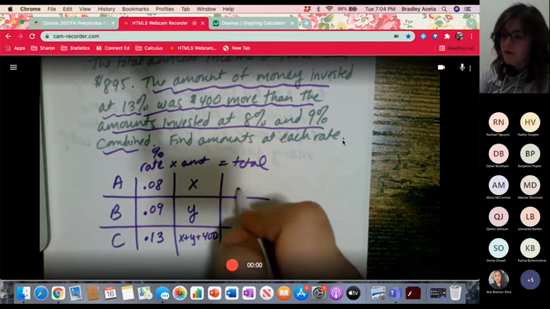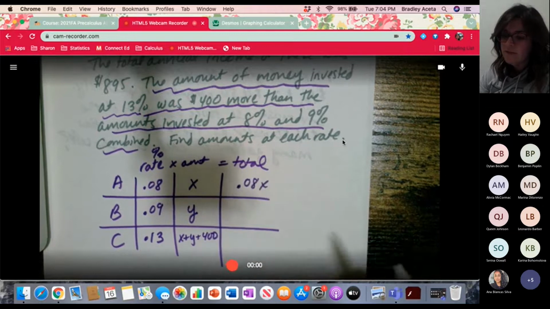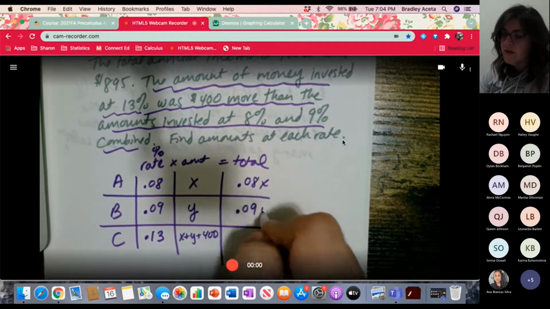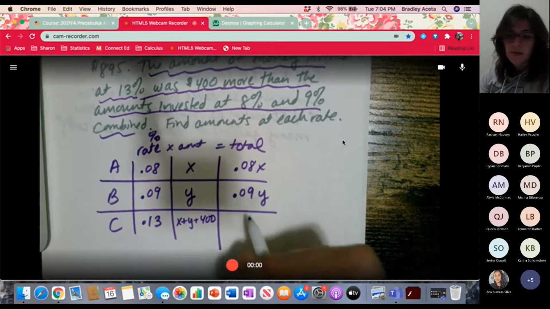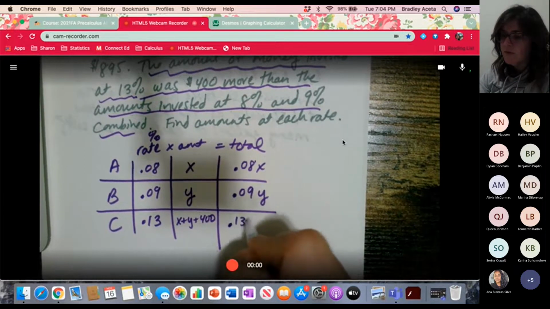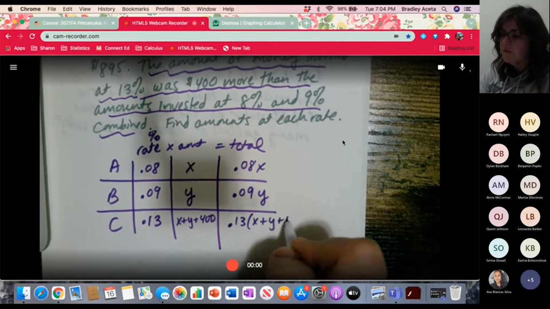Now just multiply across: 0.08x, 0.09y, and then this one obviously 0.13 times x plus y plus 400.